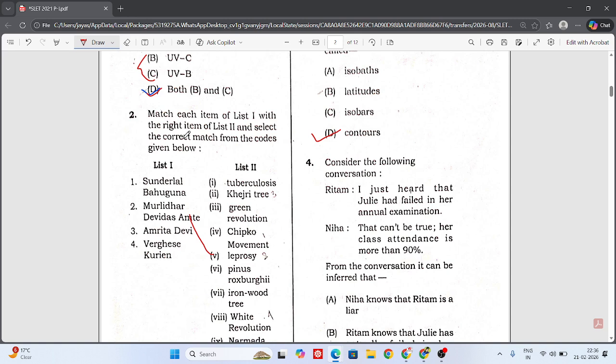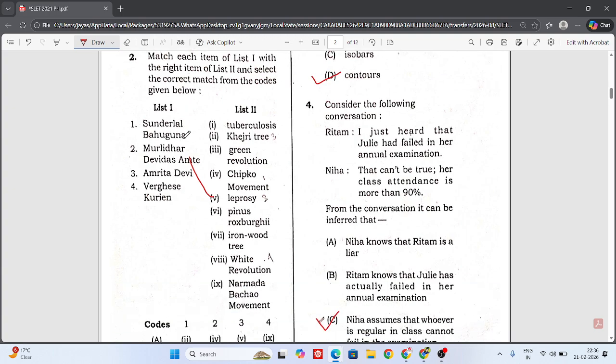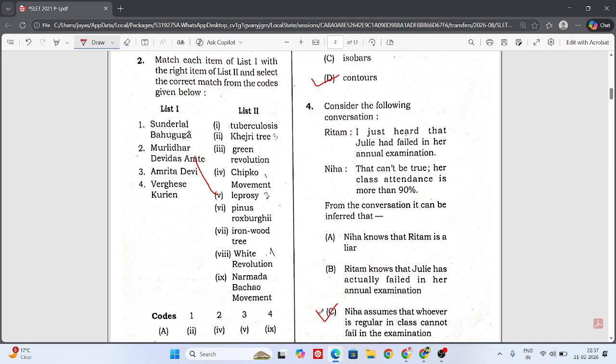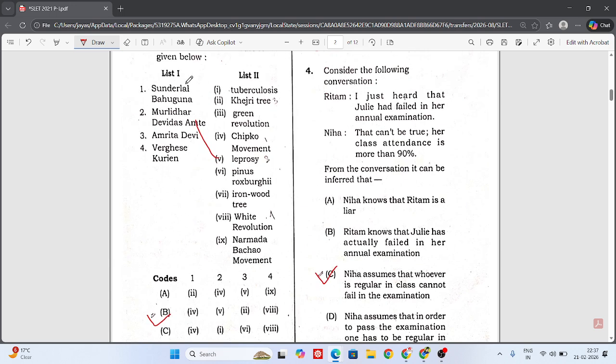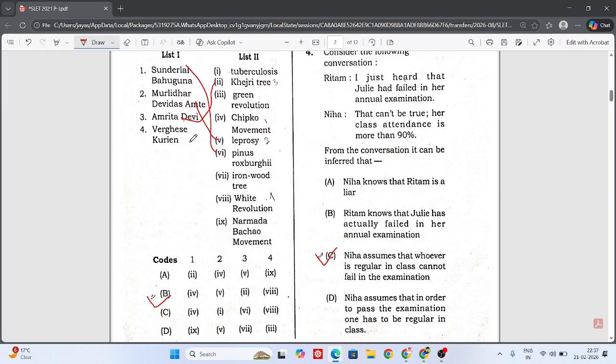The second question is where you have to match list one with list two. Which person is related to which. Some revolutions and movements are given here. So who is related to which event? The correct answer will be that one will be related with 4, 2 will be with 5, and then 3 will be, oh no, 3 will be with 2. Sorry, it should be 3 with 2 and 4 with 8. So this is the correct answer.